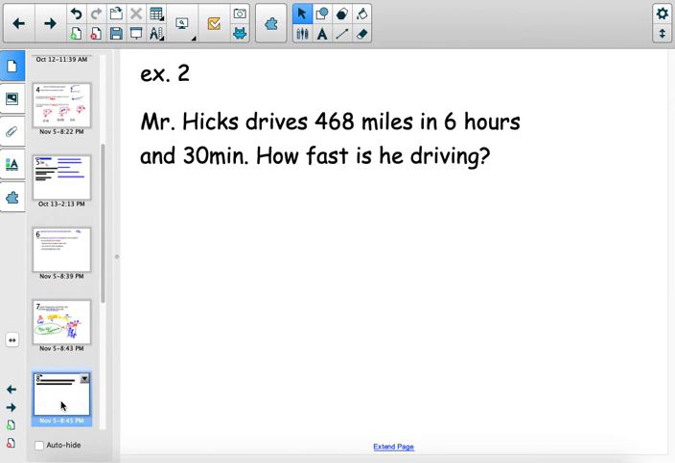All right. Let's try this one. Mr. Hicks drives 468 miles in 6 hours and 30 minutes. How fast is he driving? Give me words over words.